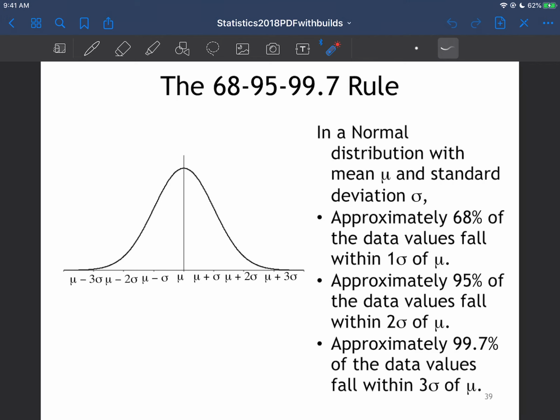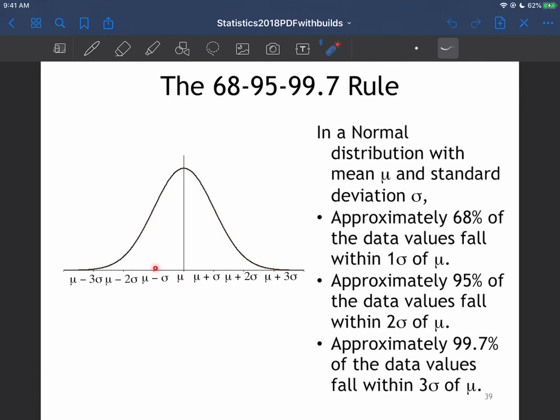Every normal curve follows a special rule called the 68-95-99.7 rule. What this rule tells us is something about how our data is spread about the mean. So a normal curve is completely described by the mean and the standard deviation. What I've drawn here is a normal curve. Notice it's got a single peak here at the mean, at mu.